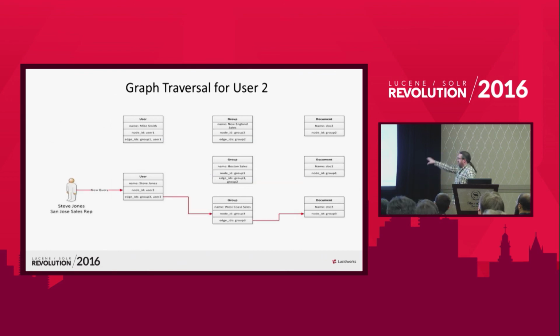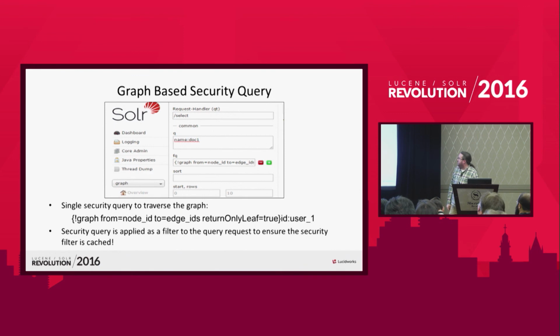You can see just another example here where that user is a member of this group, so it just traverses directly that way. The amazing thing is what used to be a very difficult thing, where at query time you'd have to resolve all the permissions associated with the user and put that in as a big Boolean OR query, can be replaced with a single graph statement that says traverse from the node ID to the edge IDs, return only leaf nodes starting at user 1.